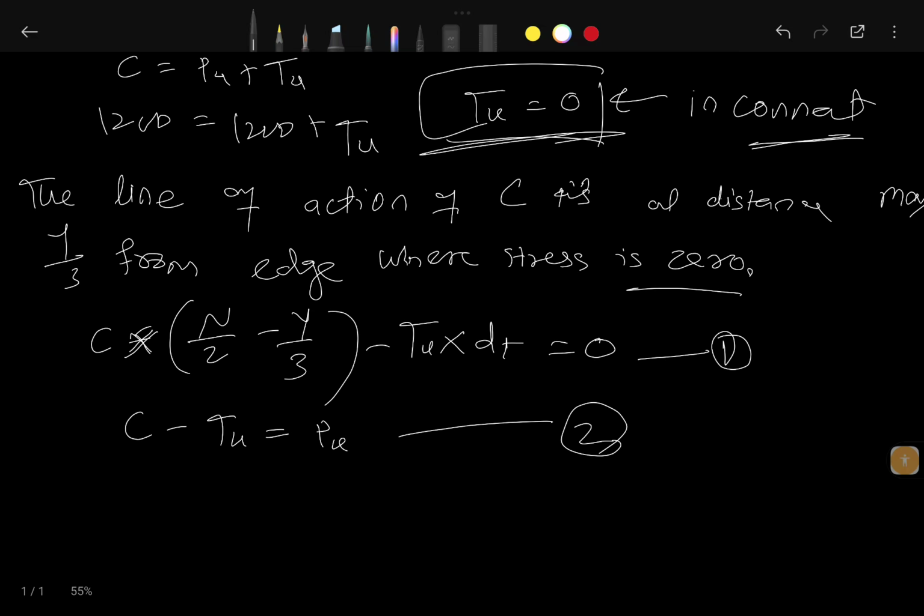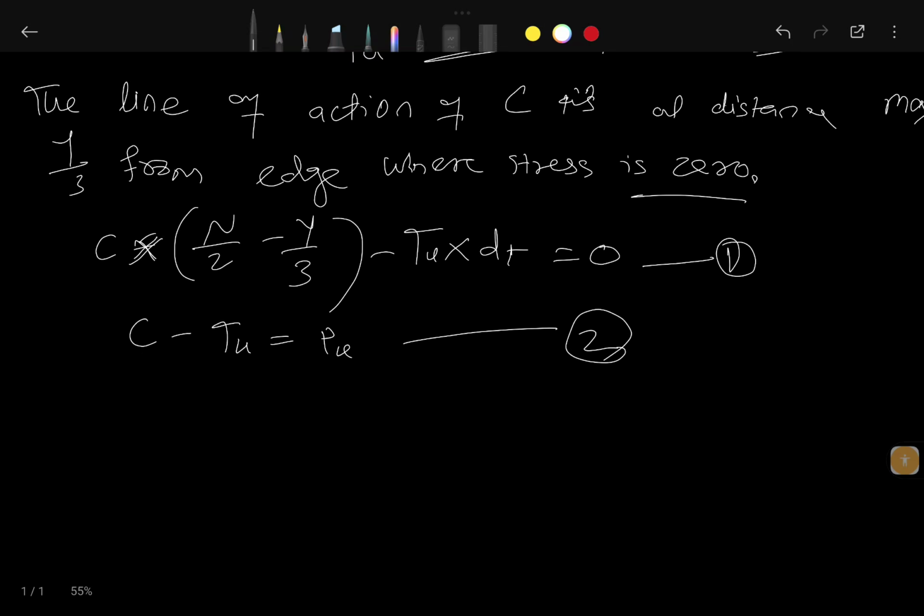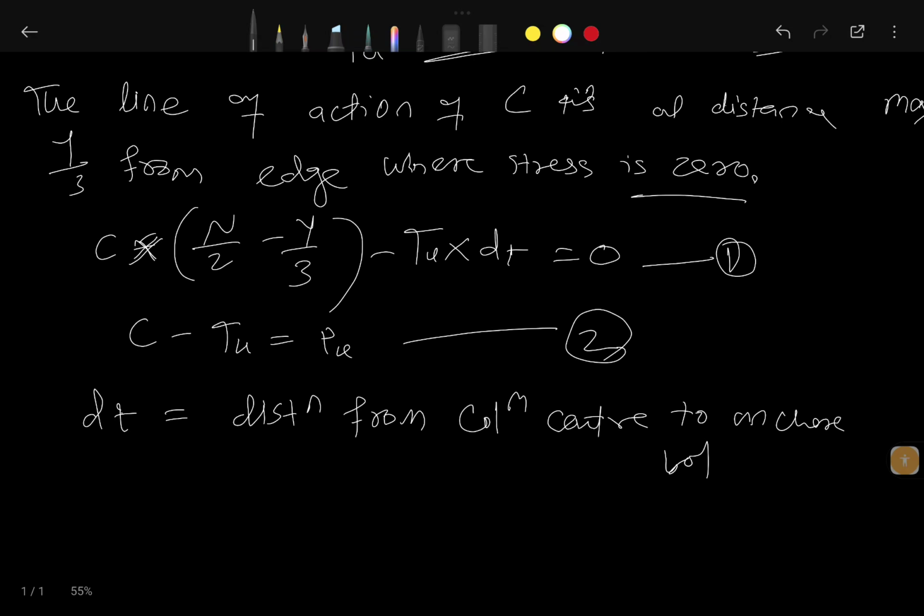Here dt is the distance from the column center to the anchor bolt. Typically N by 2 minus cover we use. Assume cover is equal to 50 mm to the bolt center line. So dt is equal to 650 divided by 2 minus 50, and the dt value will come to 275 mm.